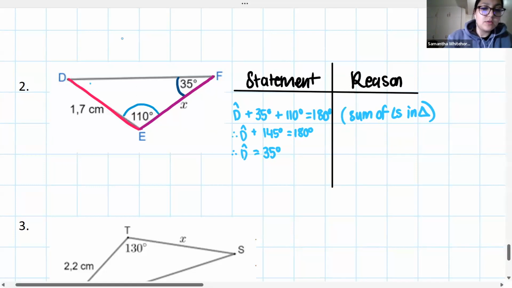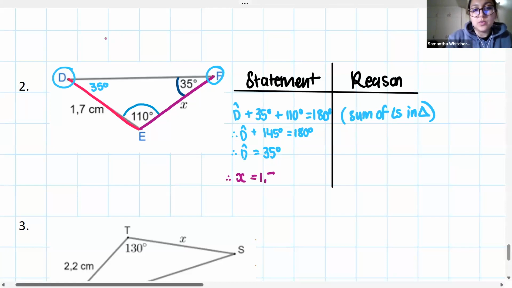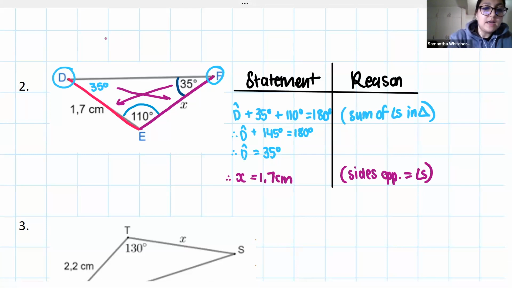And now because I have shown that both angle D and angle F are equal, I can now make the statement that therefore X is equal to 1,7 centimeters because they are sides opposite equal angles. So because I proved that both D and F were 35 degrees, I could now say that those sides opposite them are equal.